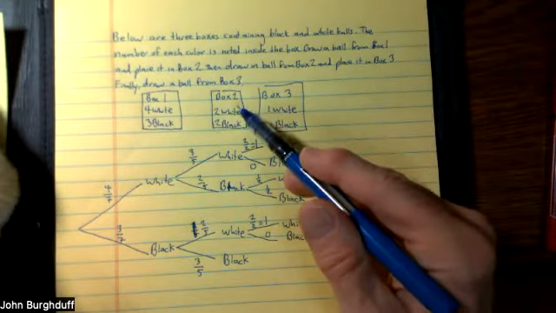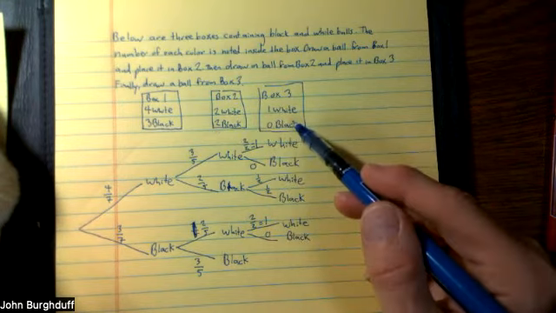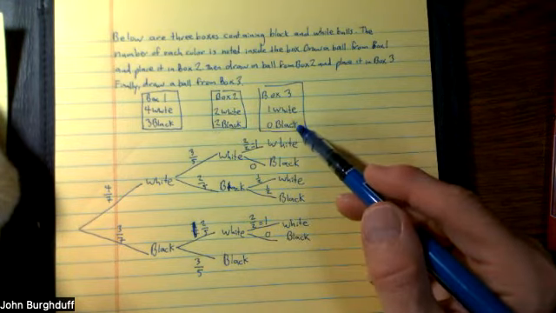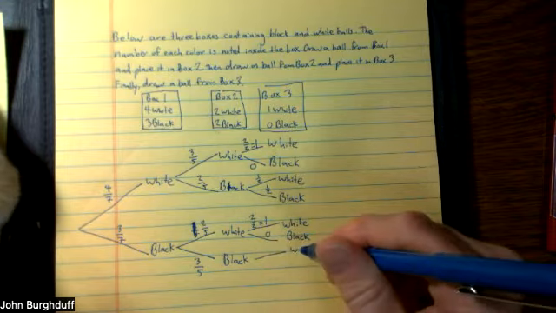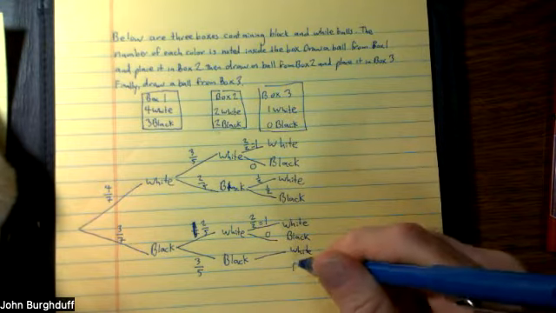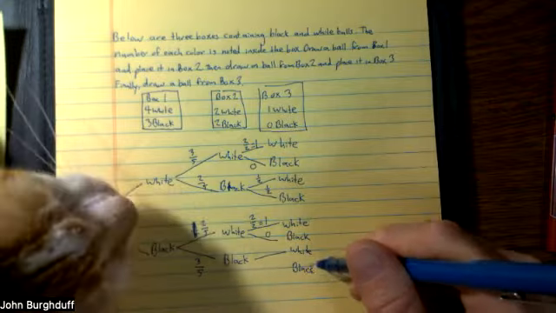On the other hand, if what you picked out of box 2 was black, you put that over here in box 3. Now there's 1 white and 1 black. So these probabilities are again 1/2 and 1/2.